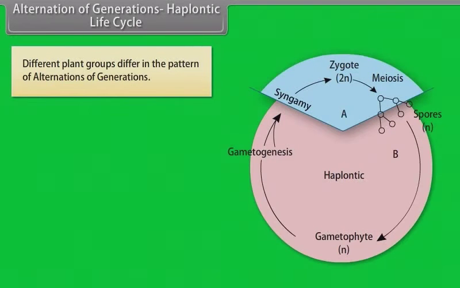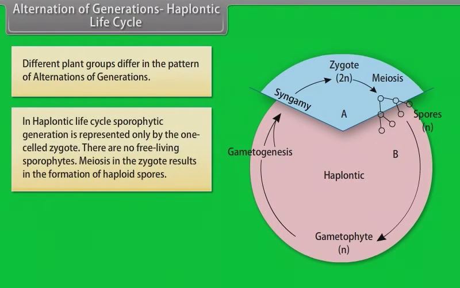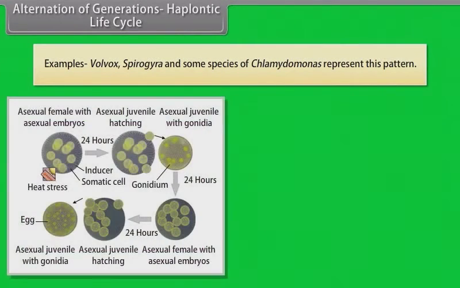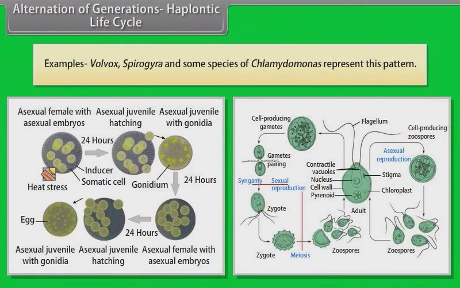Alternation of generations. Haplontic life cycle. Different plant groups differ in pattern of alternations of generations. In haplontic life cycle, a sporophytic generation is represented only by the one-celled zygote. There are no free-living sporophytes. Meiosis in zygote results in the formation of haploid spores. The haploid spores divide mitotically and form the gametophyte. The dominant photosynthetic phase in such plants is the free-living gametophyte. Examples: Volvox, Spirogyra, and some species of Chlamydomonas represent this pattern.